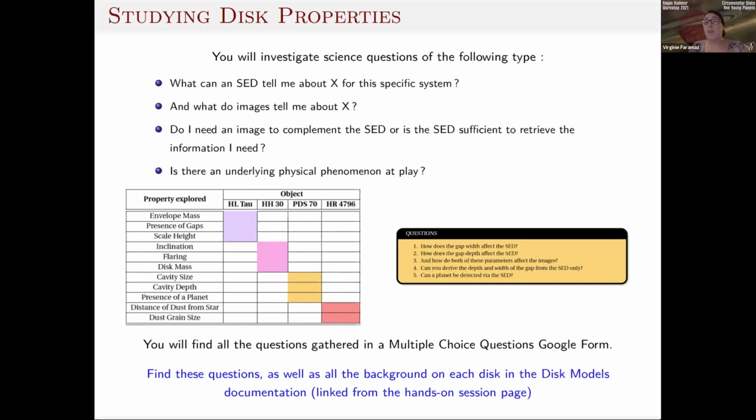So yeah, everything I just told you and much more you can find in the documentation, and you can get the link from the hands-on session page.